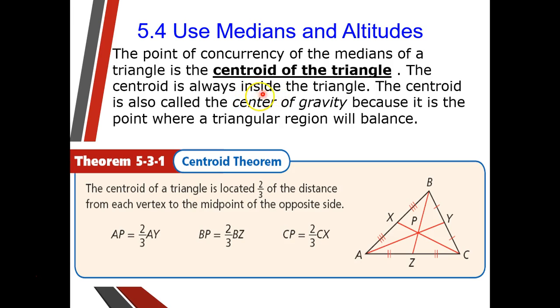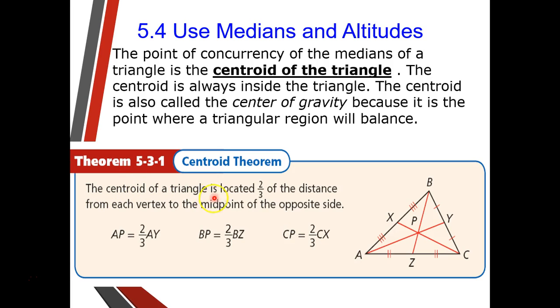The centroid is always on the inside of the triangle, just like the incenter was always on the inside of the triangle. The centroid is also called the center of gravity because it is the point where the triangle region will balance. And I will show you a little project in class that we'll do together on the center of gravity, the centroid of a triangle. It'll just be a quick project. But here is something called the centroid theorem.